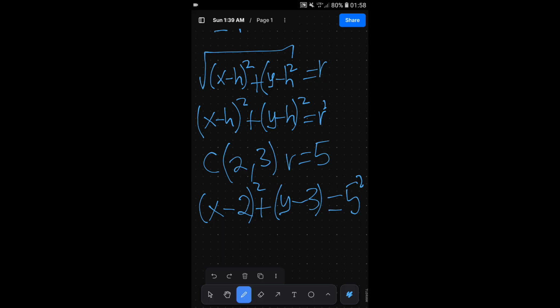And that is how we can prove or derive the formula of a circle using the distance formula.